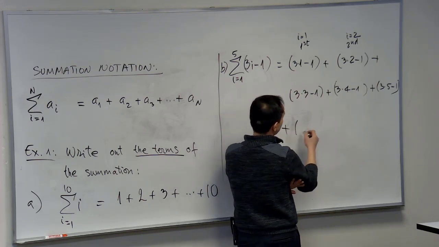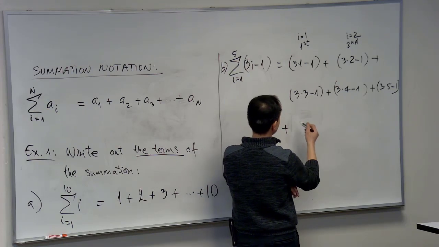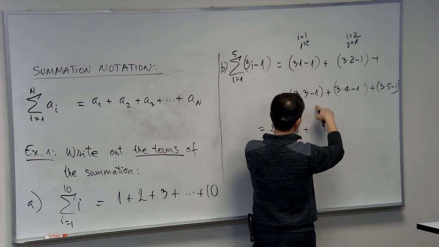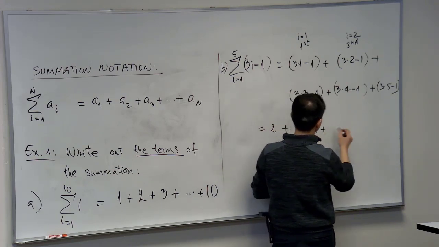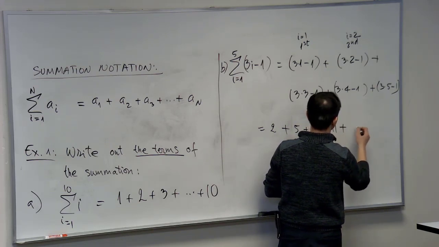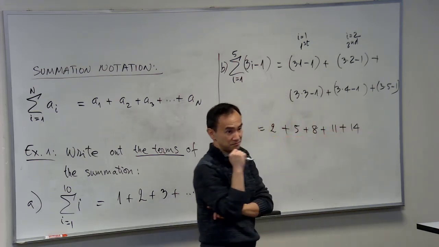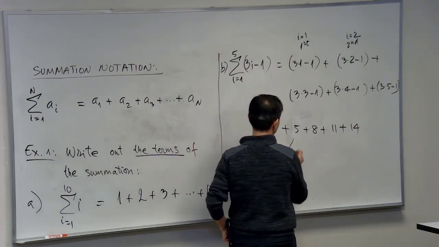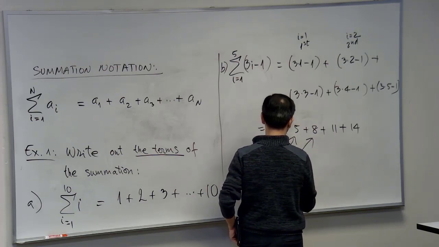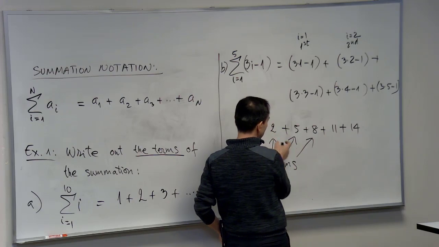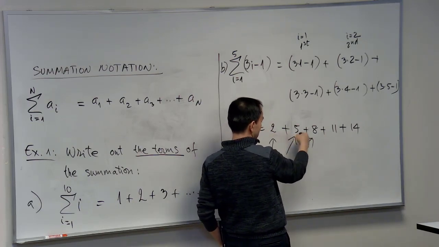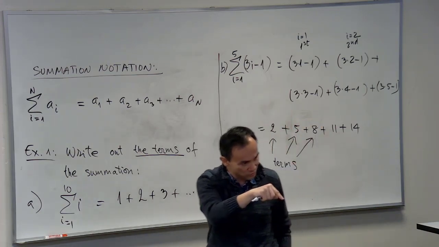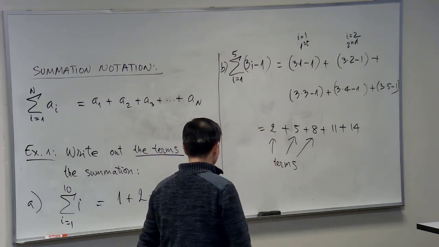The next one is going to be 5, because 3 times 2 is 6, minus 1 is 5. The third one is going to be 8. The next one is going to be 11, and the next one is going to be 14. So that's how we write down the terms. These are the terms here. Being 2 on the first term, 5 on the second term, those are the values of each term. The 2, the 5, the 8, those are the values at the terms. And then the final answer.